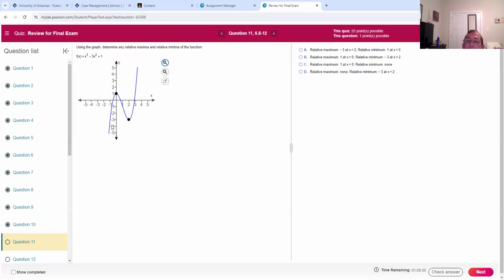So first of all, let's play with that maximum. They're all starting with the maximum on the answers. So we just got to know what's the maximum value of that point and at what x value is that happening. That's a maximum y value of 1 and the x value is 0. So we want a maximum of 1 and an x at 0. So looks like we're looking at B and C for that. Well, B says it has a relative minimum of -3 at x equals 2. And C says there is no relative minimum.